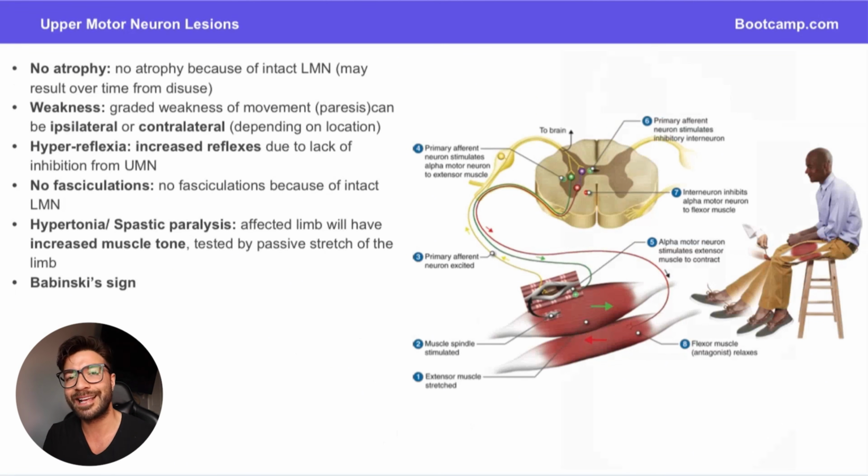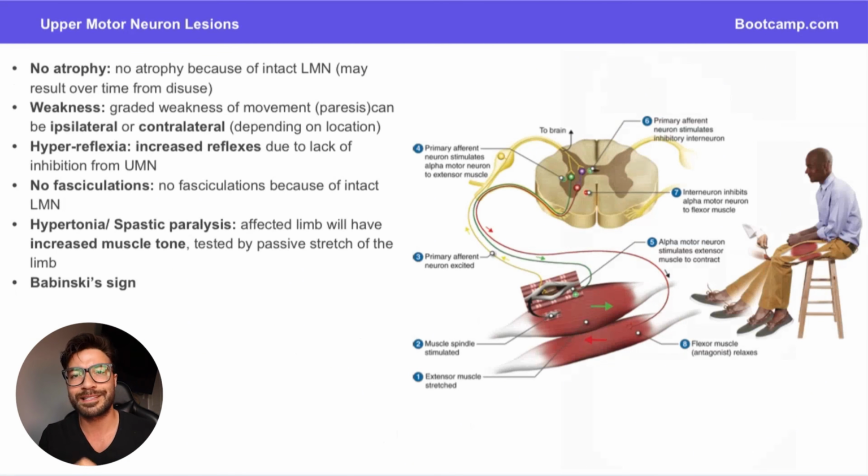Now, we're not going to see any fasciculations. Remember, we saw fasciculations because we had spontaneous firing of action potentials at that lower motor neuron, but that lower motor neuron is still intact. So you're not going to see those random firings of action potentials, which cause muscle twitching. So there will be no fasciculations.